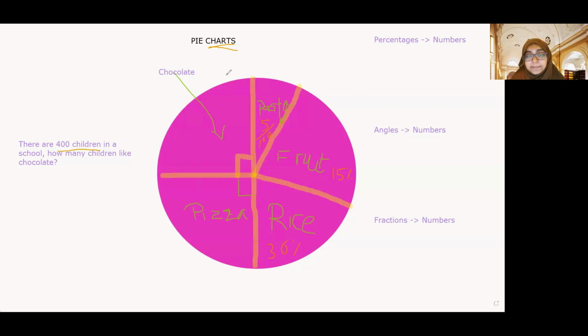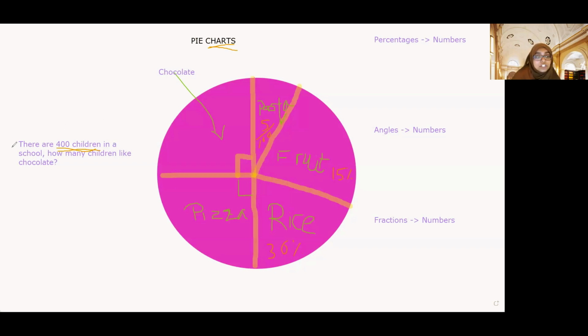So this is a pie chart showing what is every child's favorite food in the school, and the school has 400 children. So let's have a look at the choices for the favorite food. There's chocolate, pasta, fruit, rice, and pizza. What's your favorite from here? Take your pick. Now, let's have a look at the question.